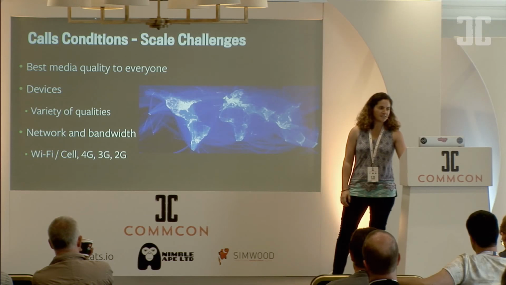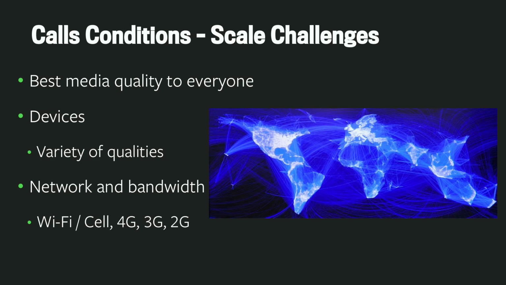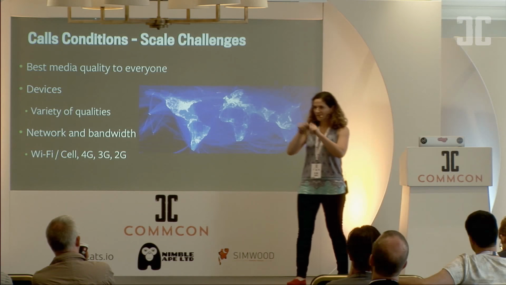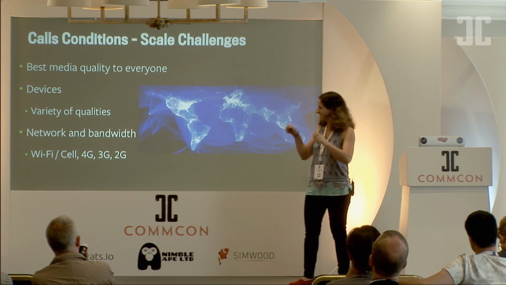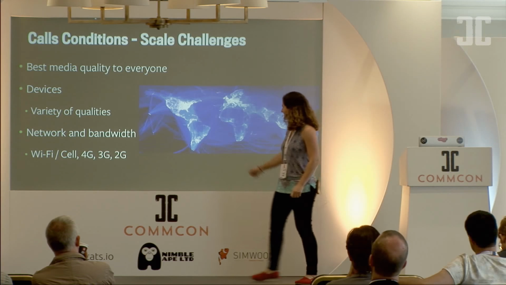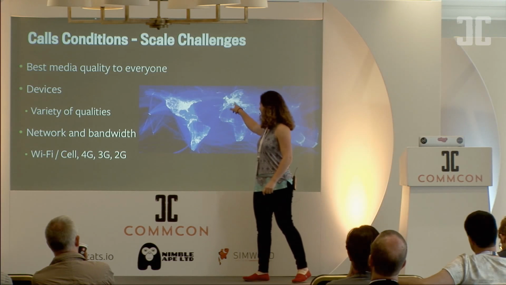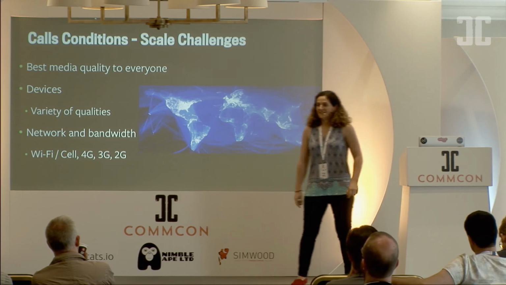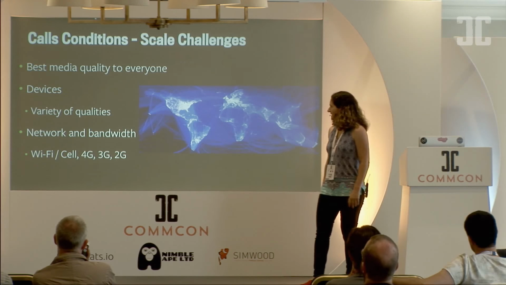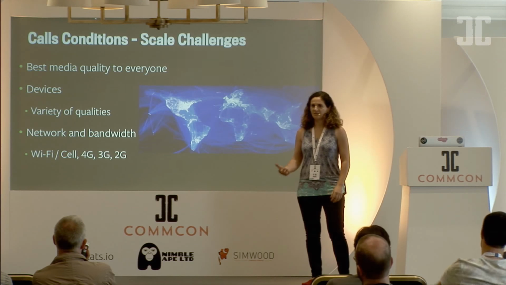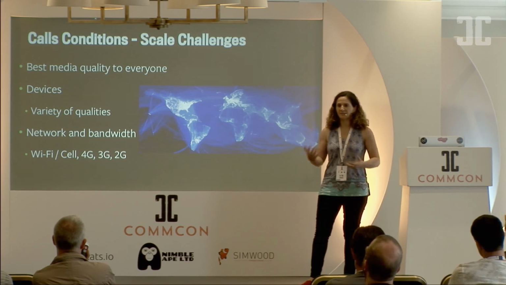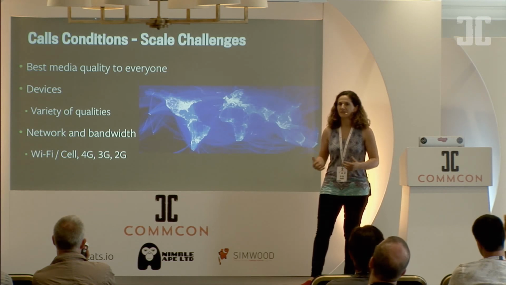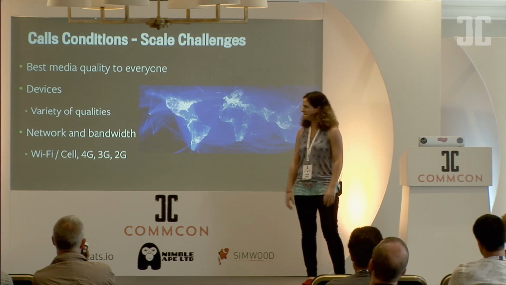Another challenge is the network and the variety of networks that we need to support. So this image is, I don't know if you're familiar with that. Basically it shows connections between two people in Facebook. So you can see lots of connections like here in the US and in Europe, and you can see the international connection between the continents. So we need to support many different networks, Wi-Fi, cell, different standards, 2G, 3G, 4G, and again, it is really hard, networks with different behavior, and it is really hard to build something that will just work.